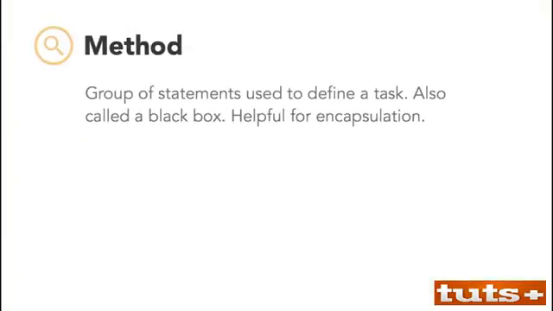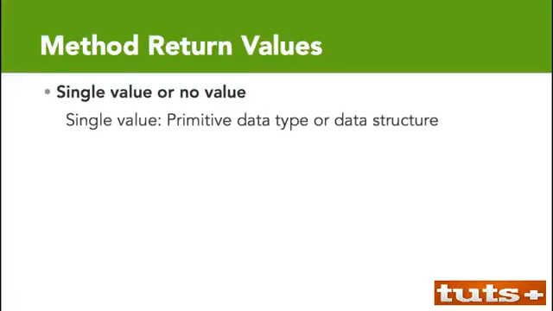A method is a group of statements used to accomplish a specific task. It is sometimes referred to as a black box, and it helps to reinforce encapsulation. Methods can only return a single value, or the method might not return anything. The return value from a method can be a primitive data type or a data structure. When a method does not return a value, it is considered a void method, and the keyword void is put in the method header in place of the return type.